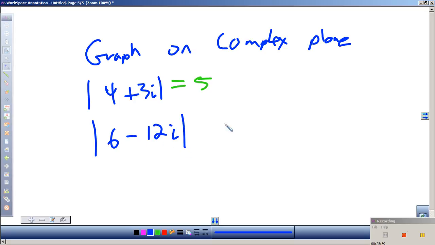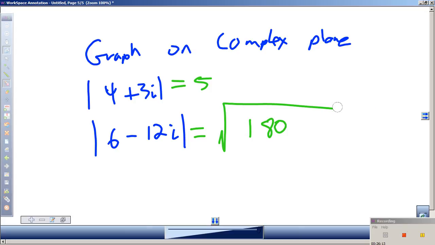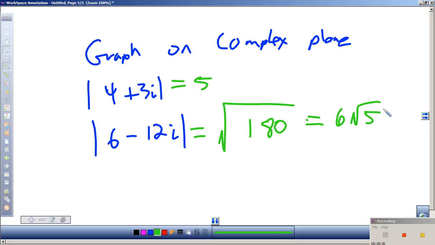So like this one, what would you do? So 144 plus 36, square root of 180, which simplifies to what? 6 root 5.